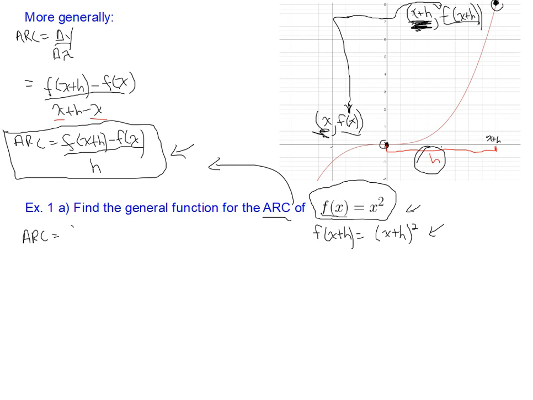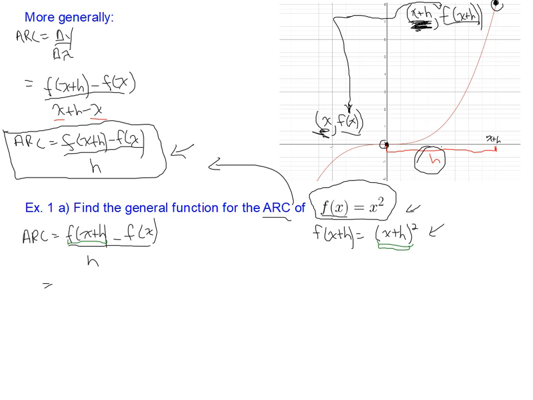The average rate of change is f at x plus h minus f at x, and that's all over h. And let's substitute in. So we already said f at x plus h, maybe we should use some color here. F at x plus h is here, so this part of the equation is just going to be this x plus h all squared.